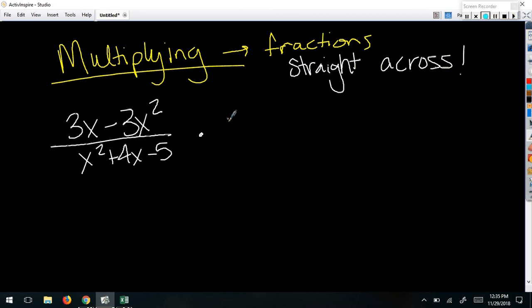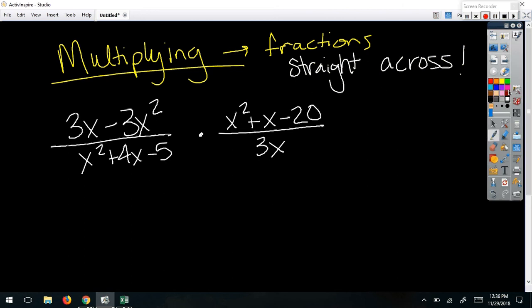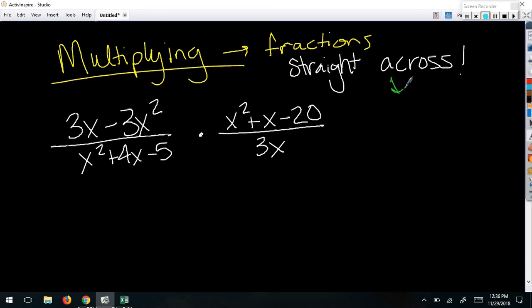Big multiply problem here. If you look at this as two separate rational expressions and you factor them down before you start, it will make your life a lot easier. Okay? So in other words, what I'm going to do, maybe I should write that. Factor first. Look at the top of the first fraction. Can it be factored? Factor out 3x. What's left if you factor out 3x?